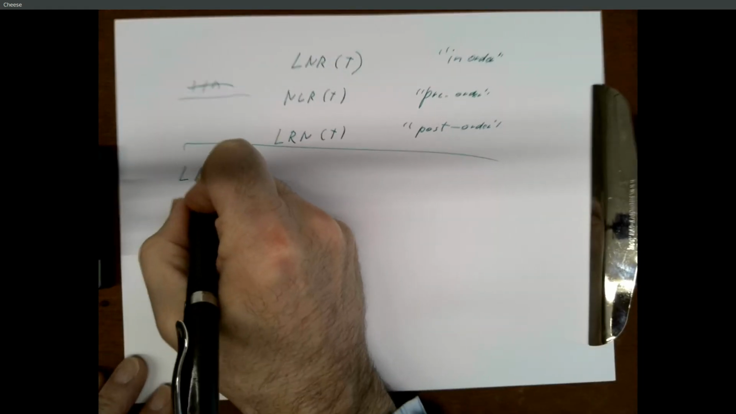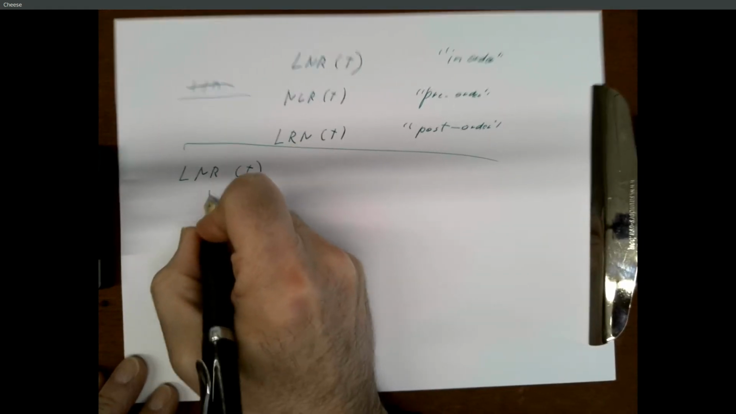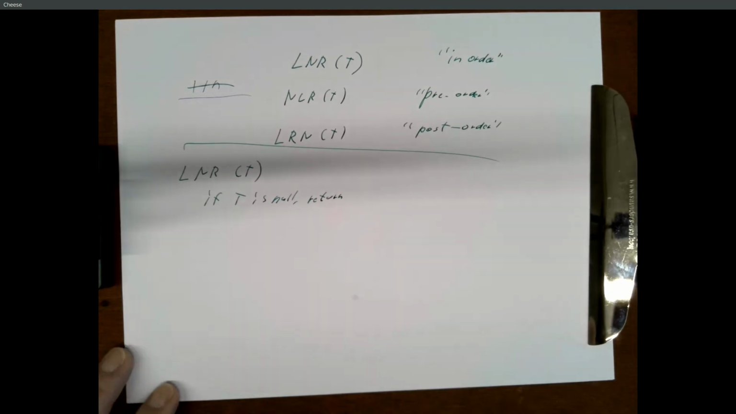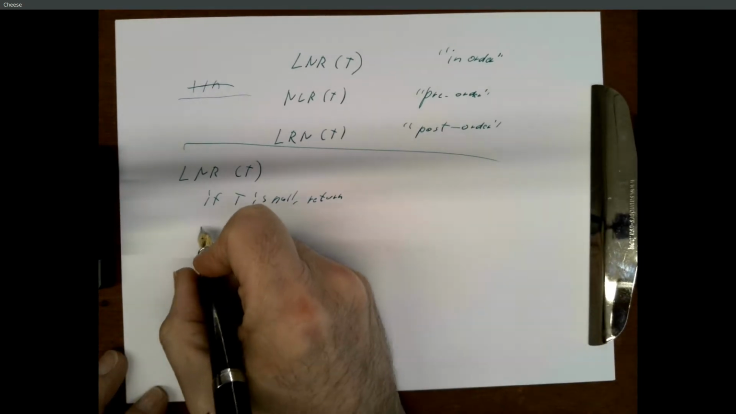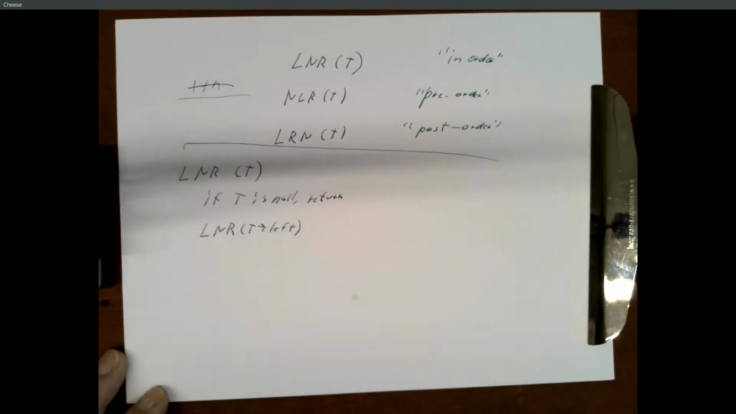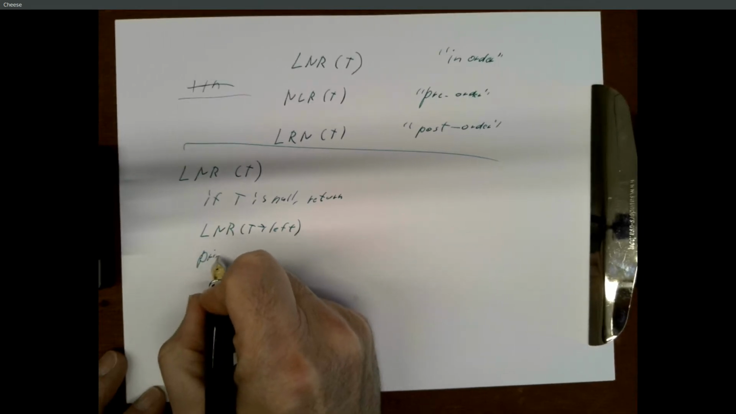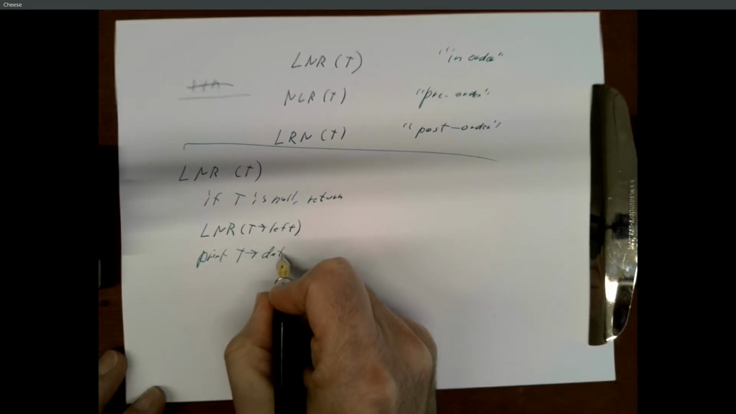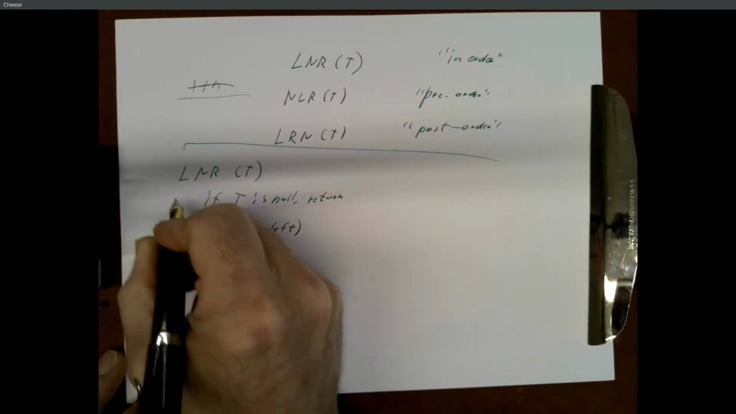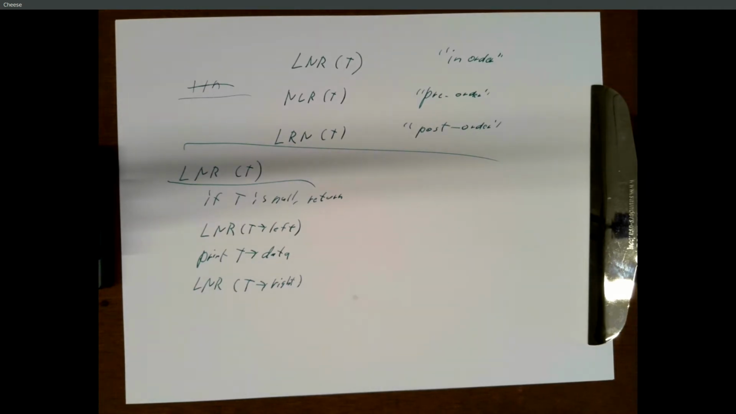So, in order, LNR of T, base case: if your tree is null, just return. Otherwise, do the following three things. Do an LNR traversal on the left subtree. Print the data in the root, and then do an LNR traversal on the right subtree. That's all you gotta code. Base case to get you out of the recursion. Otherwise, it's two recursive calls to the same function with a print somewhere in the middle.